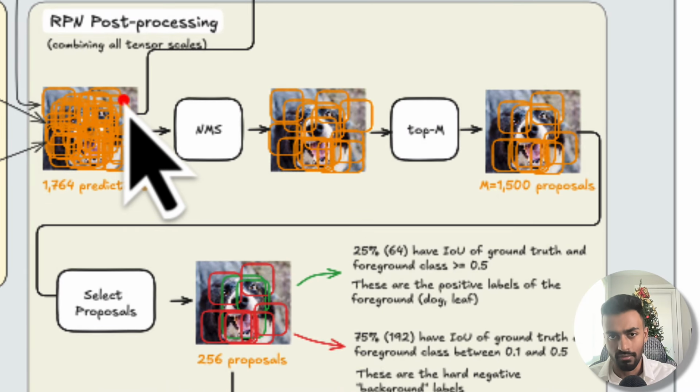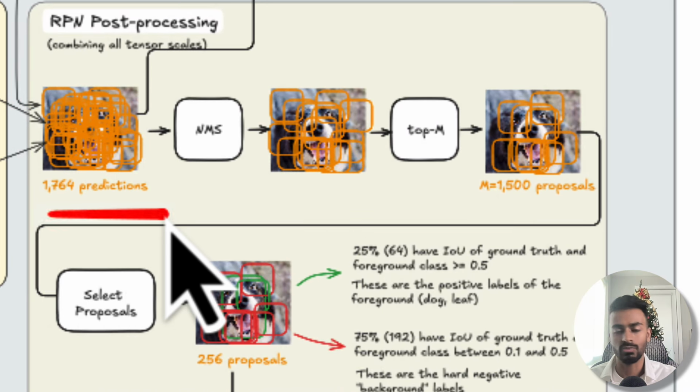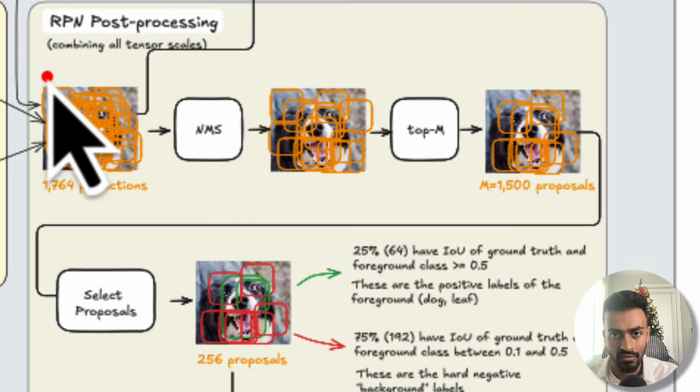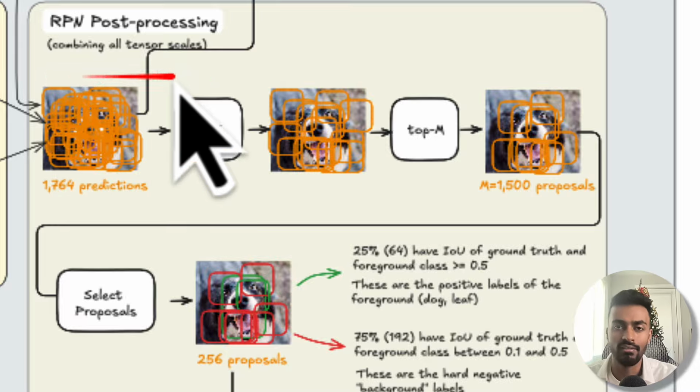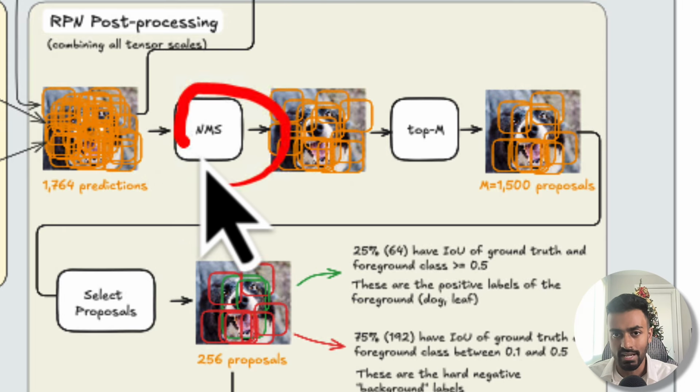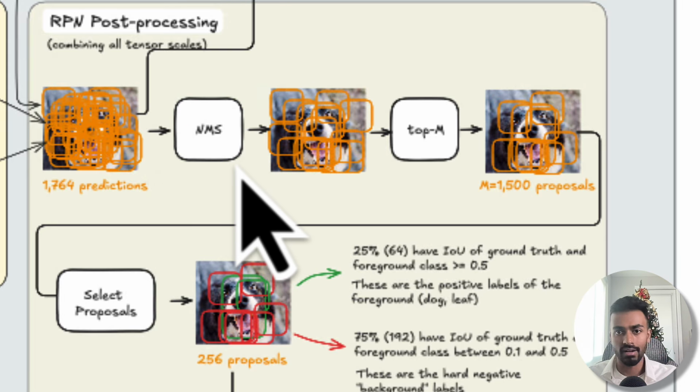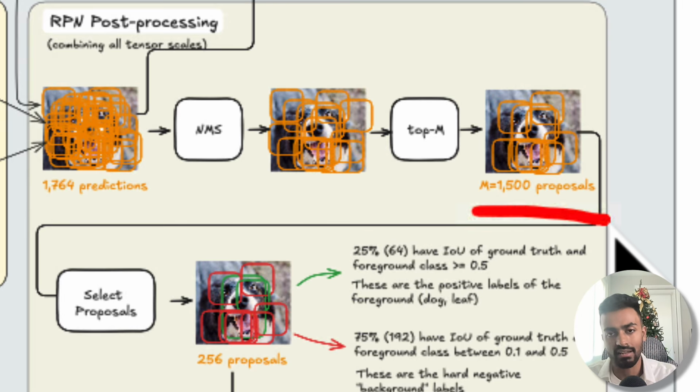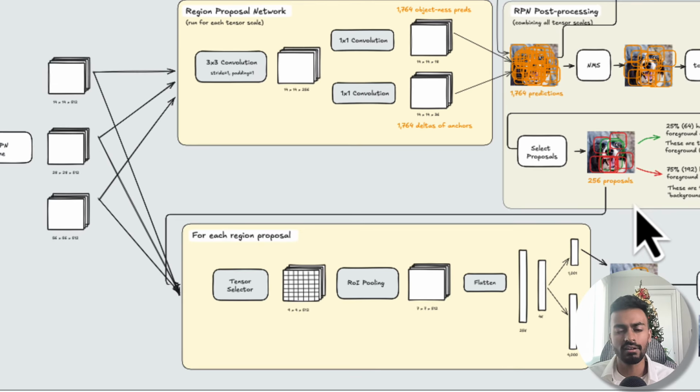And then what we'll do is, we have 1764 predictions. We multiply it by 3. We can combine all of them together. And I put a little note over here to indicate that we are now combining all of these tensor scales. We will then use NMS in order to remove very highly overlapping bounding boxes and eventually end up with 1,500 proposals. Because this is training, we will only consider 256 proposals, such that the number of positive and negative classes of these boxes are comparable to each other.